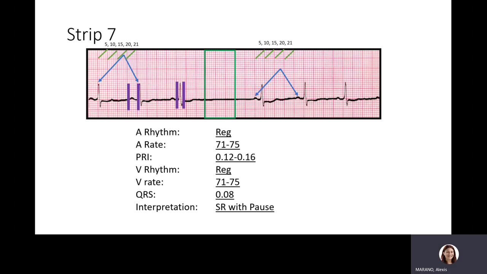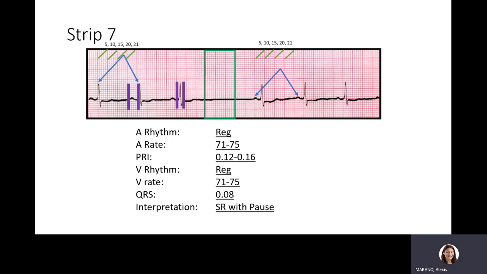Let's look for your atrial rhythm. It is regular. Atrial rate, you're able to count your small boxes and we count 21, making the rate anywhere between 71 to 75. Your PRI will be 0.12 to 0.16.